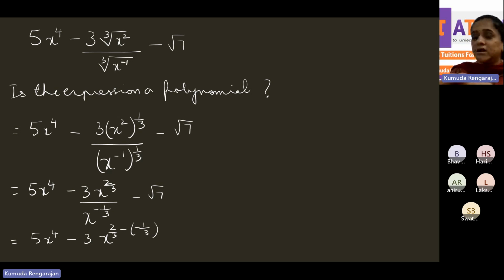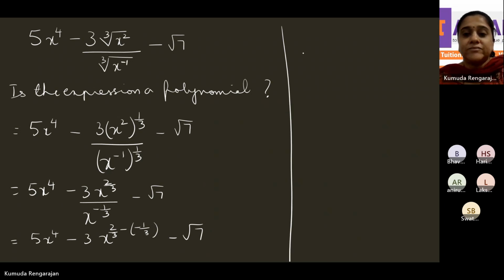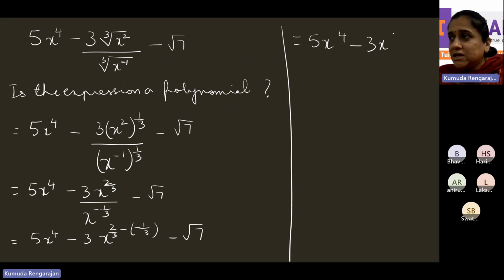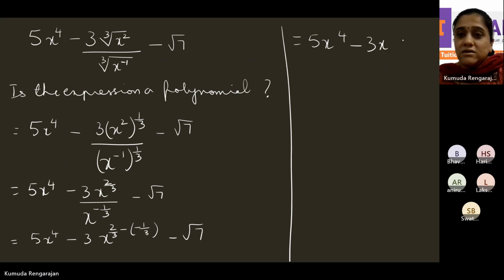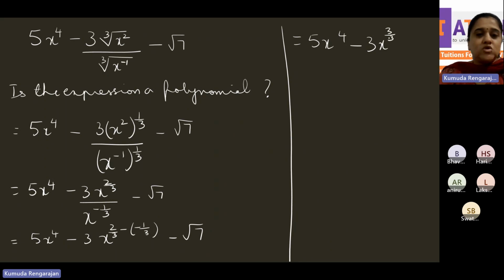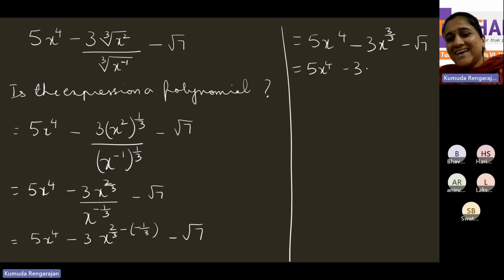You should subtract it. Don't say that there's already a minus sign. What are the powers? The powers are 2/3 and minus 1/3. You must subtract the powers. So put the minus sign in the middle. So minus √7. Is this correct? It is equal to 5x to the power 4 minus 3x to the power 2/3 plus 1/3, which is 3/3. Yes or no, children? 2/3 plus 1/3 is 3/3, minus √7. So 5x to the power 4 minus 3x minus √7. So that's the given expression.